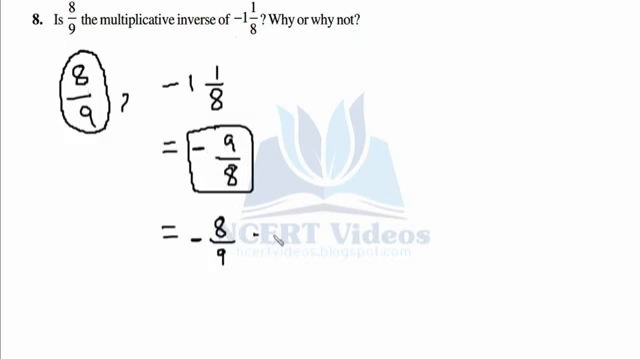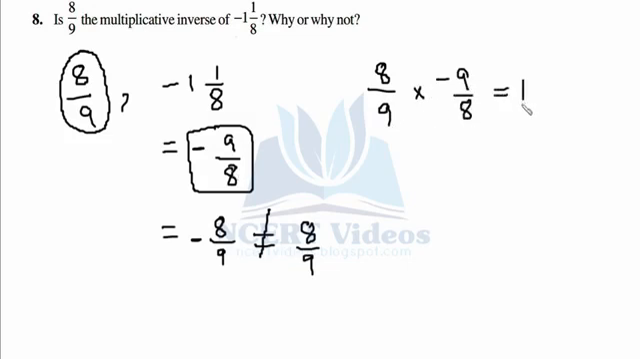Clearly this number is not equal to 8 over 9. This is how you represent not equal to: first equal to, then crossing it. Therefore 8 over 9 is not a multiplicative inverse of minus 9 over 8. Another reason can be given as, if it satisfies this equation, that is 8 over 9, when we multiply it with minus 9 over 8, it should give you 1. Is it giving? Well, we can cut it.